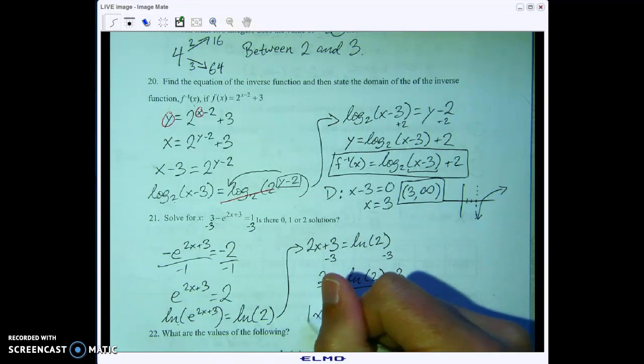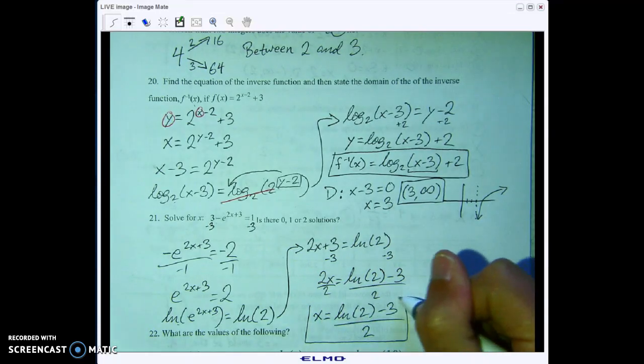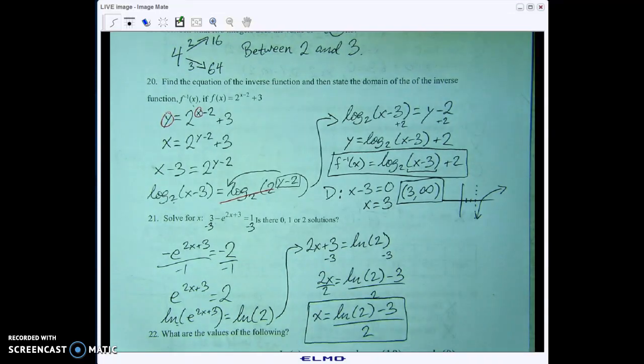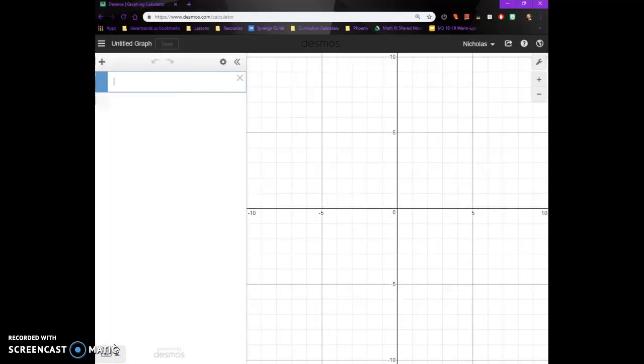And there we have it. That's the answer for x. X is equal to the natural log of 2 minus 3 all over 2. And is that 0, 1, or 2 solutions? Well, let's actually, I'm going to pause real quick and pull Desmos up. And voila, there it is.